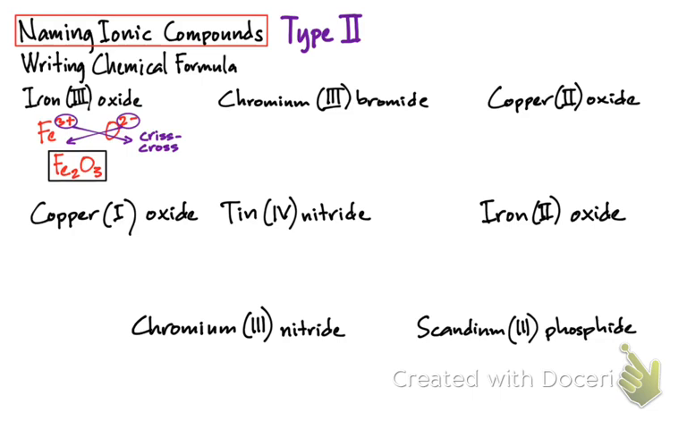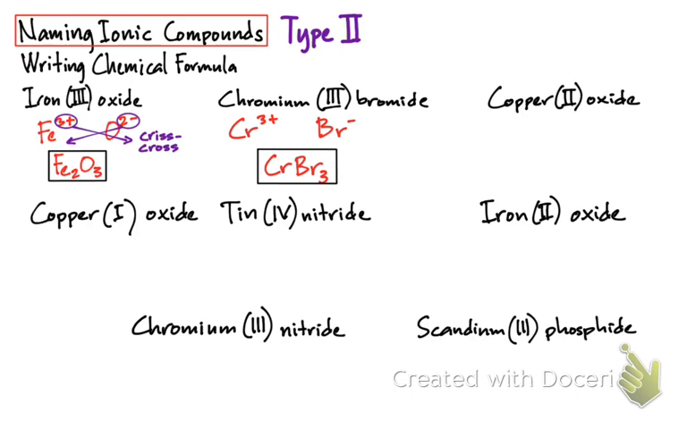Here we have chromium 3 bromide. Again, analyze the chemical name and see if you can separate it into ions. First we have chromium 3. The symbol for chromium is Cr. The Roman numeral 3 tells you that it has a positive 3 charge, so that's Cr3 plus. And then you have the bromide ion, which is a halogen. It has a negative 1 charge. So Cr3 plus and Br minus. Then you perform the crisscross method and you get CrBr3.